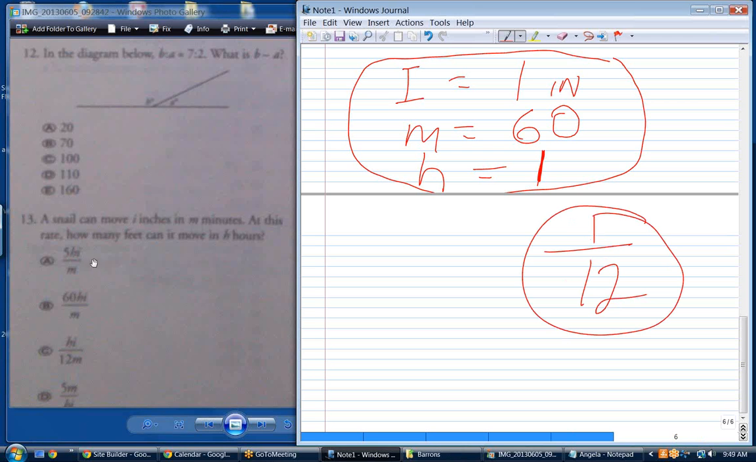Okay. Now let's go through each of these and figure out which one is equal to 1 over 12. Well, A is 5 times H, which we picked of 1, and I we picked of 1, and an M we picked of 60. Bingo. That's equal to 1/12. Okay. And that's the answer.